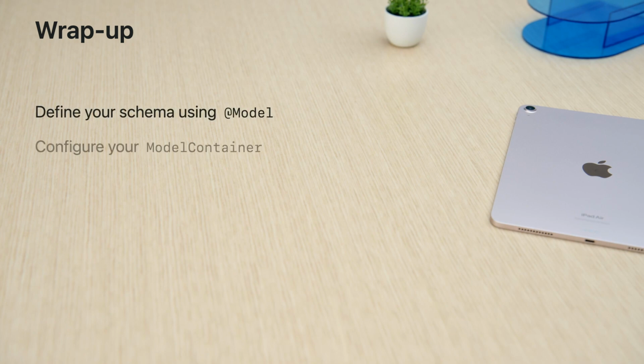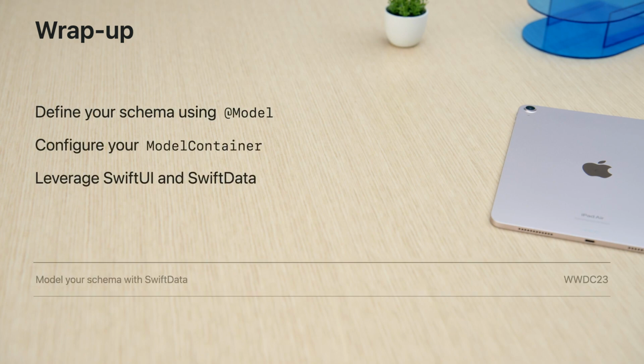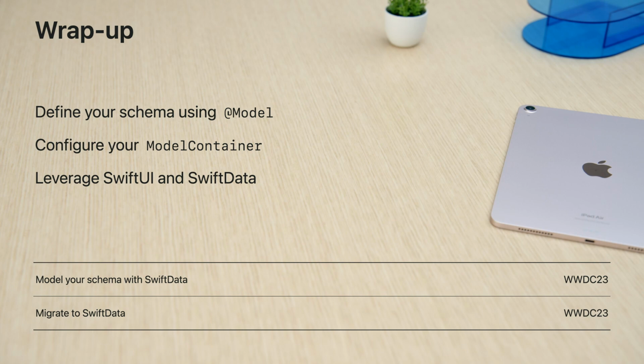SwiftData is a powerful new solution to data management designed with first-class support for Swift's features. It uses Swift's new macro system to focus entirely on your code. Set up your schema using @model and configure your persistence experience with the model container. You can easily enable persistence, undo and redo, iCloud synchronization, widget development, and more. Start building SwiftData into your apps right away by leveraging SwiftUI's seamless integration.